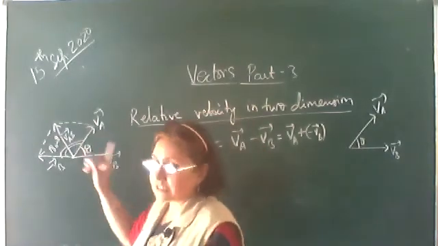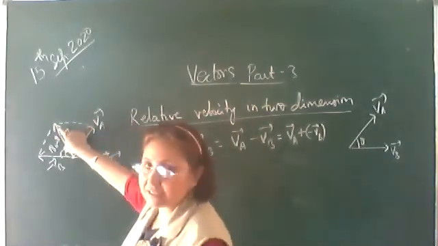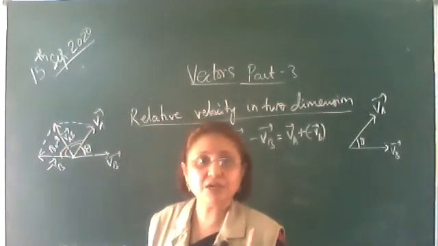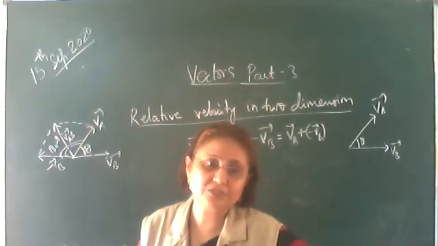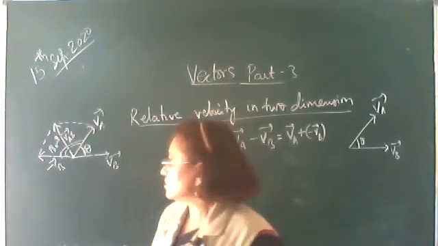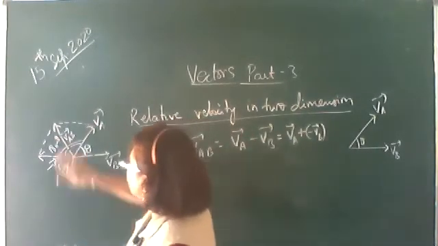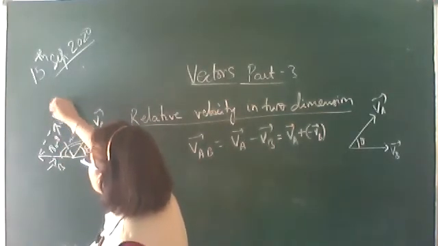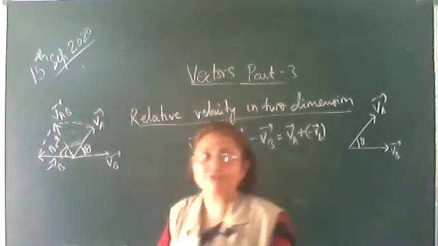Okay, now use the same formula. This is the resultant. This is A, this is B. R is equal to under root A square plus B square plus 2AB cos theta. So you will get the magnitude of VAB and also the direction of VAB. Direction we'll discuss later on. First find out the magnitude of VAB.